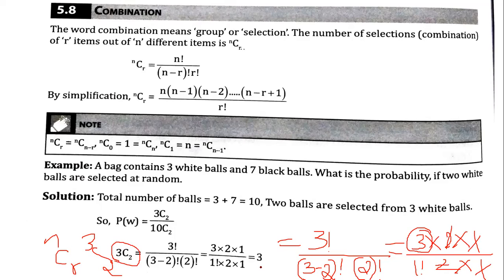Did you all understand this part of finding the combination? Out of 3 white balls, I am selecting 2 white balls. Now how will I select that? There are 3 ways how I can select 2 white balls. Did you all understand this part?